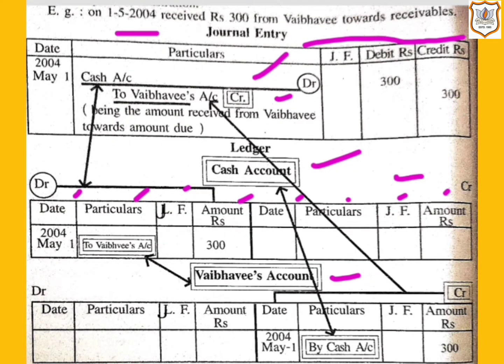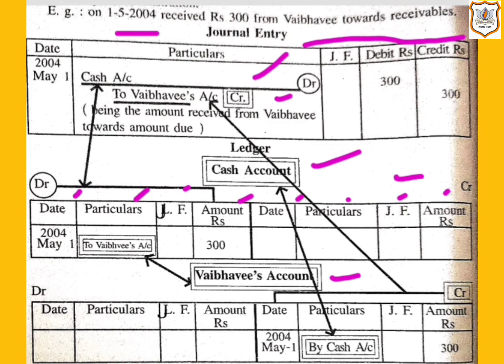See, after preparing the accounts, it is to be decided that out of these accounts, in which account posting is to be made on debit side and in which posting is to be made on credit side. This matter becomes clear on the basis of journal entry. In our journal entry, the account which is debited, posting is done on its debit side, and the account which is credited, posting is done on its credit side.